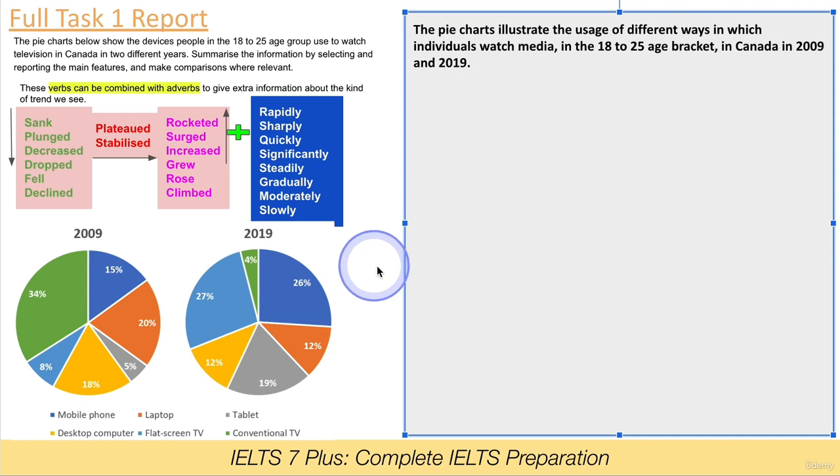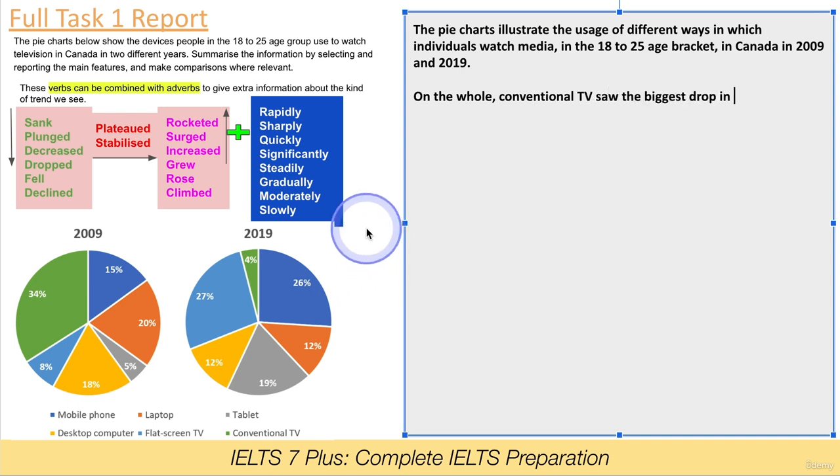Okay, so we've paraphrased. Now what do we need to do? We need to go into our overview and we can say something like, on the whole, quite a nice way to open this up. On the whole, conventional TV saw the biggest drop in use over the 10 years.